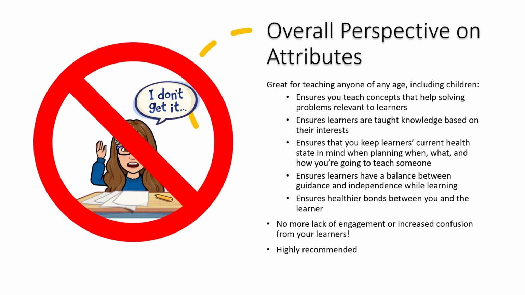The attributes are great for helping anyone of any age. Yes, they're adult learning attributes, but I think they apply to everyone because everyone wants to learn things that help solve problems. Everyone wants to learn something based on something they're interested in. Everyone wants to learn something in a balanced manner. They certainly want to have a positive relationship with people that are mentoring them. They want to have fun. They don't want to be confused. They don't want to be bored. They just want to learn.